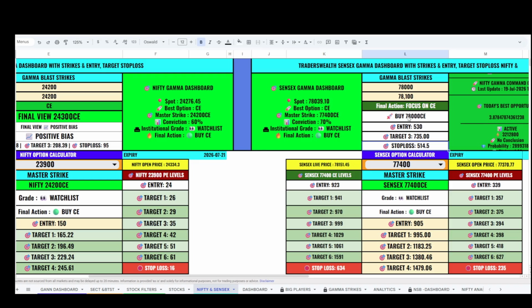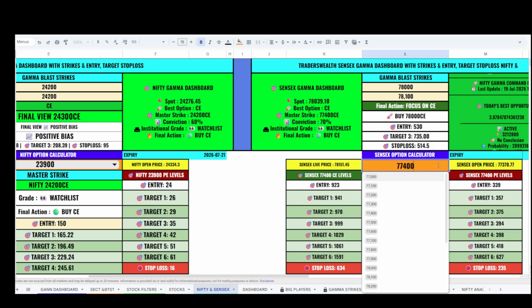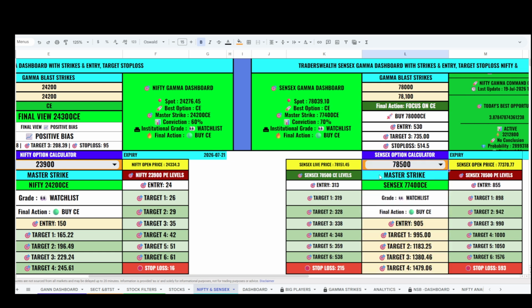For example, if you don't want to trade 78,000 but rather something else. Now the current price is 78,100, but you want to trade 78,500. Then you can select your own strike price over here. Your own choice. Then immediately it lets you know where to buy a call option, and where to buy a put option.